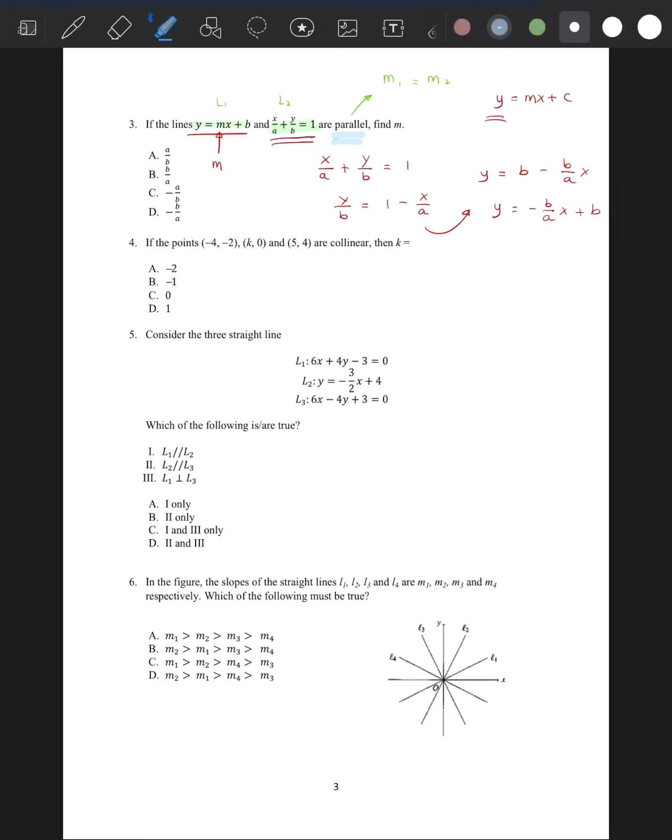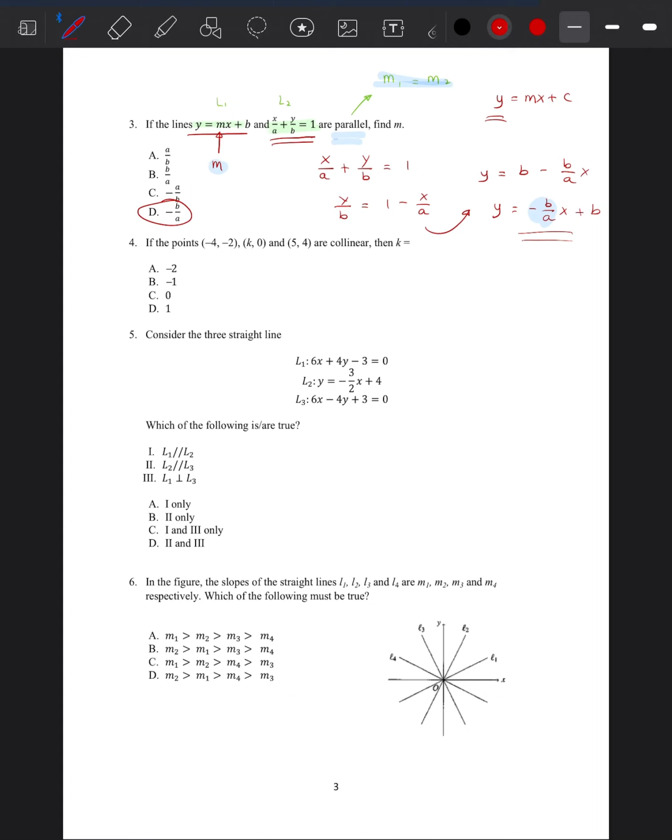So here, because it is parallel, m1 is supposed to be equal to m2. So here is your m from line 1, and then line 2, this is my m. So m1 equals m2 will give you minus b over a, which is your D. So you have the answer for your question 3, which is D.